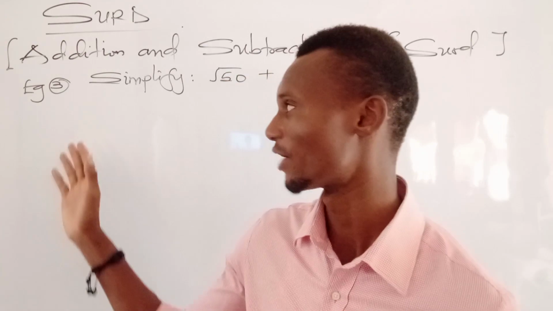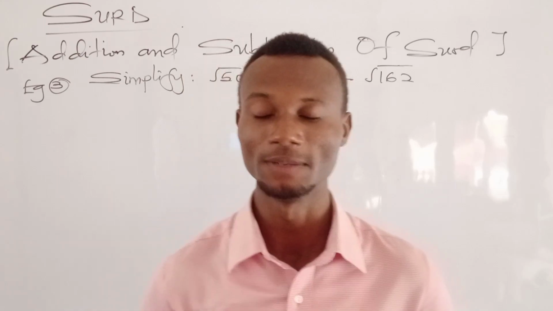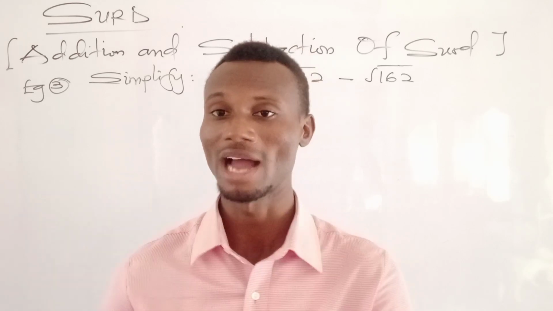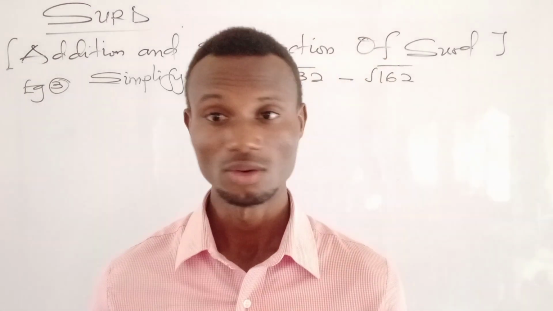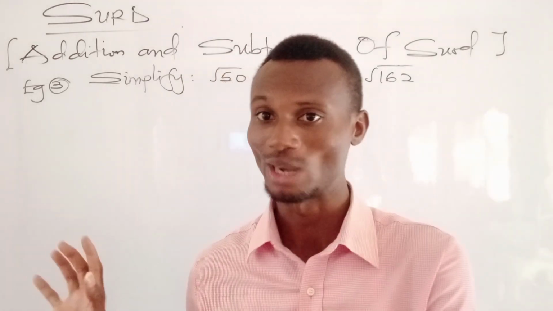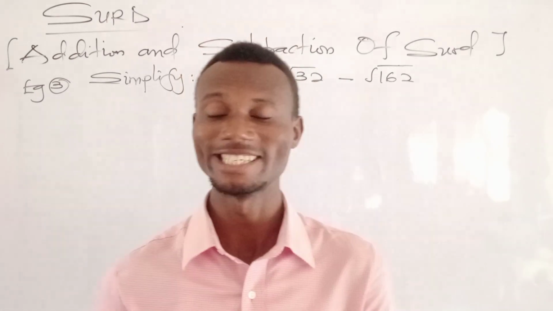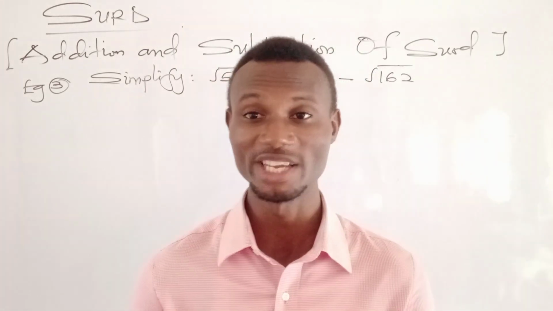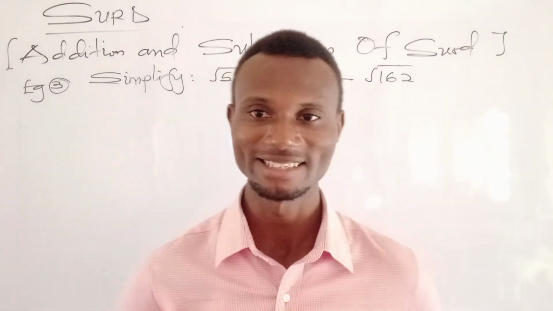This question that I have on the board, example 3, demands that we apply the knowledge that we've had on the simplification of surds and also on addition and subtraction of surds. We are going to apply all that knowledge to handle this example. If you don't have any knowledge on simplification of surds and addition of surds, you will struggle with this one, because we need an understanding of both to handle example 3. So please do well to watch all the videos that I've done on surds, so that you can easily understand this one as well.